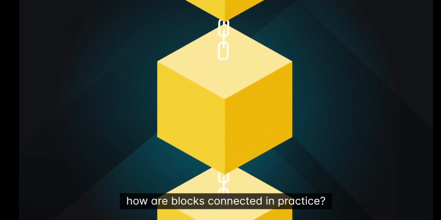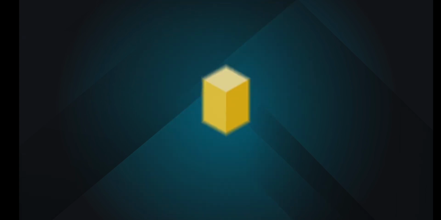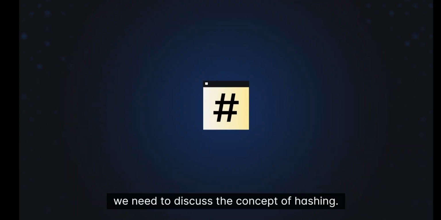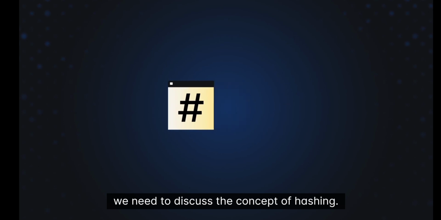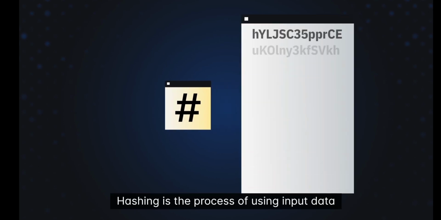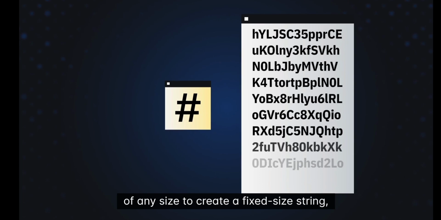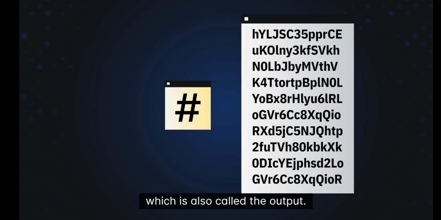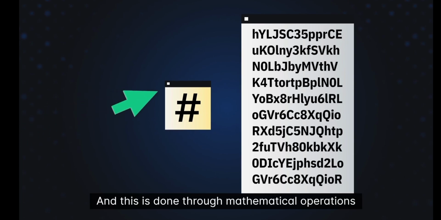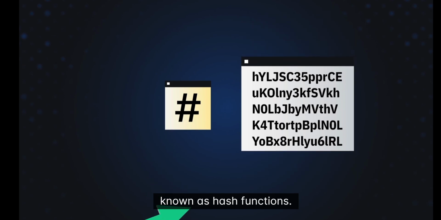So, how are blocks connected in practice? To answer this question, we need to discuss the concept of hashing. Hashing is the process of using input data of any size to create a fixed size string, which is also called the output. And this is done through mathematical operations known as hash functions.